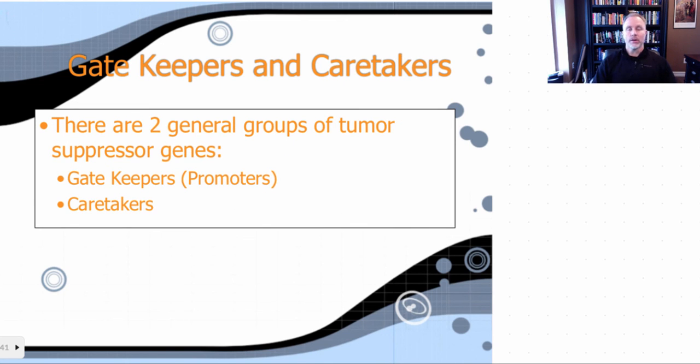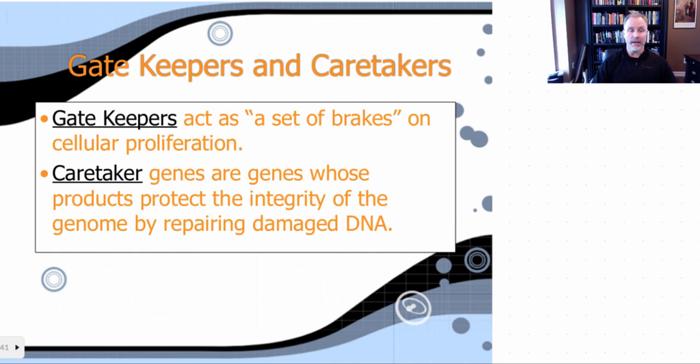Now, there's two general groups of tumor suppressor genes. You have gatekeepers and you have caretakers. Okay, with gatekeepers, what these do is they act as a set of brakes on cell proliferation. In other words, these cells grow and divide, and these gatekeepers act as a set of brakes to ensure that these particular types of errors, should they have occurred, don't get spread into daughter cells during the process of division.